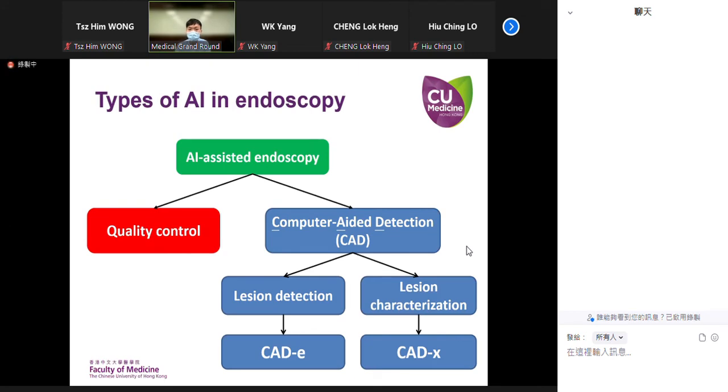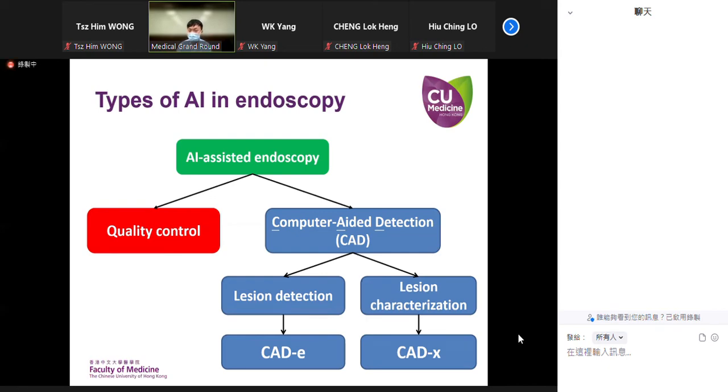So talking about the types of AI in endoscopy, it can be broadly classified into those used for quality control and those used for computer-aided detection, or in short, we call it CAD. So first of all, for quality control, examples would be some system that could ensure the completeness of examination during OGD. And then another potential area of development would be the lower GI part.